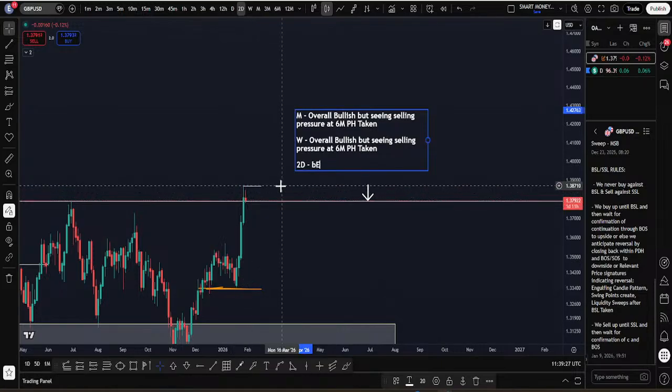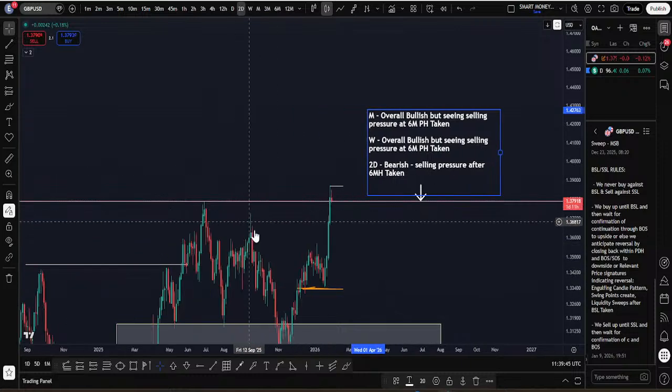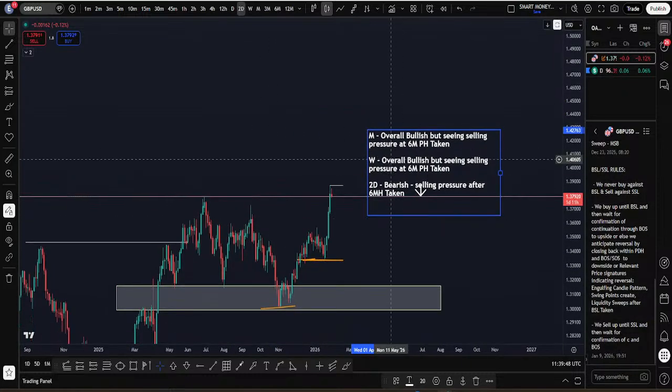So I'll put bearish, and I'm going to say selling pressure after 6 month high taken. So it's showing me bear. So at the moment, overall bullishness on the market. I'm not saying that we've gone bear, but we are acknowledging that from this point to this point, the sellers have come in. Does that mean we're going to sell? No. Does that mean we're going to buy? No.